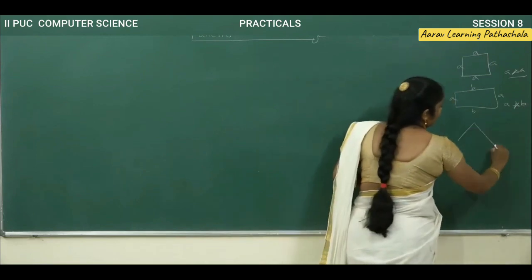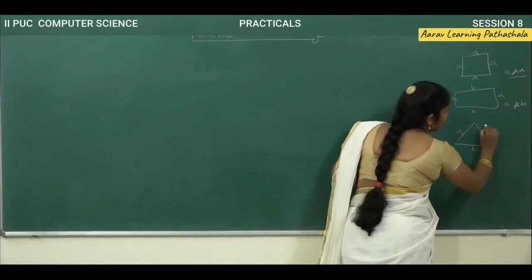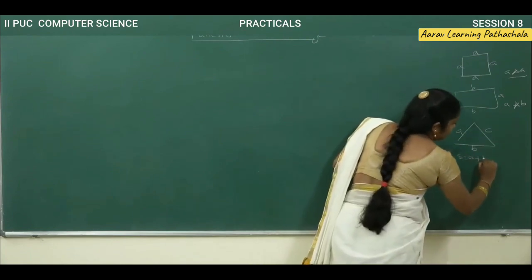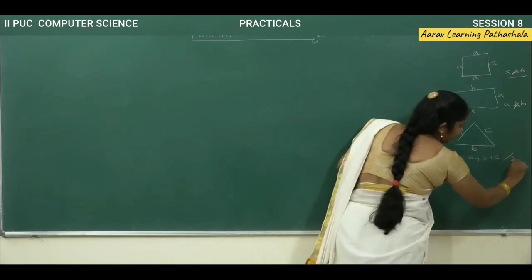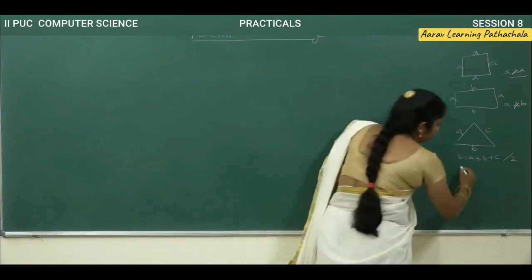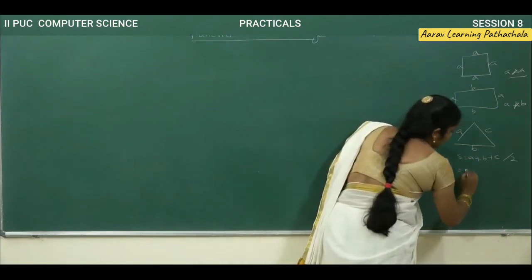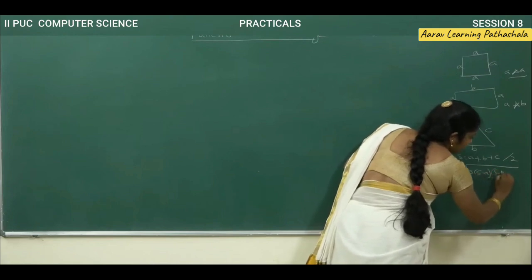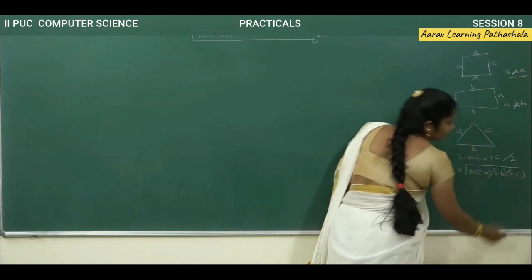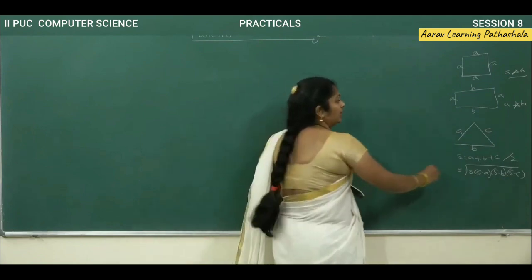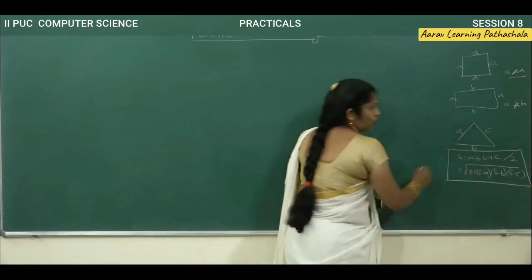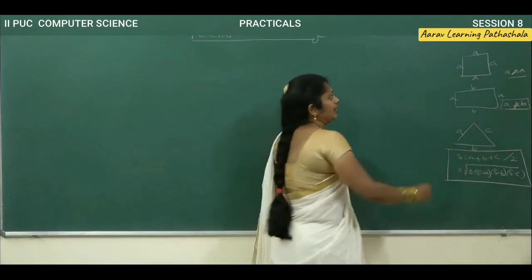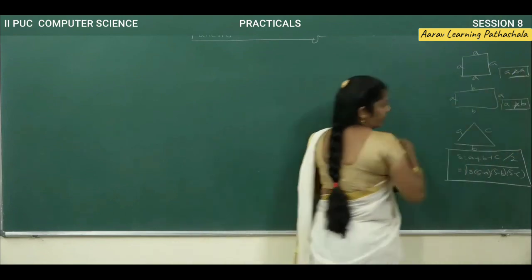If it is area of a triangle, with sides A, B, C, then how to find it? First we have to find the side S, which is A plus B plus C whole thing divided by 2. Then area equals square root of S into S minus A, S minus B, S minus C. This is the formula required to find area of a triangle. This is the formula required for area of a rectangle. This is the formula to find area of a square.